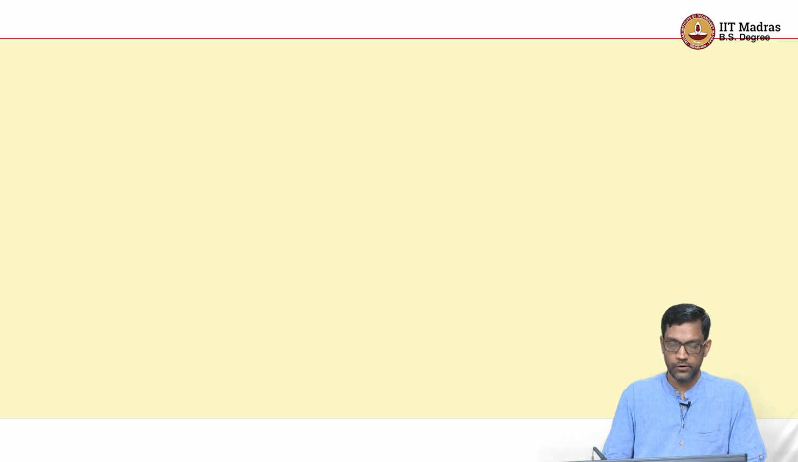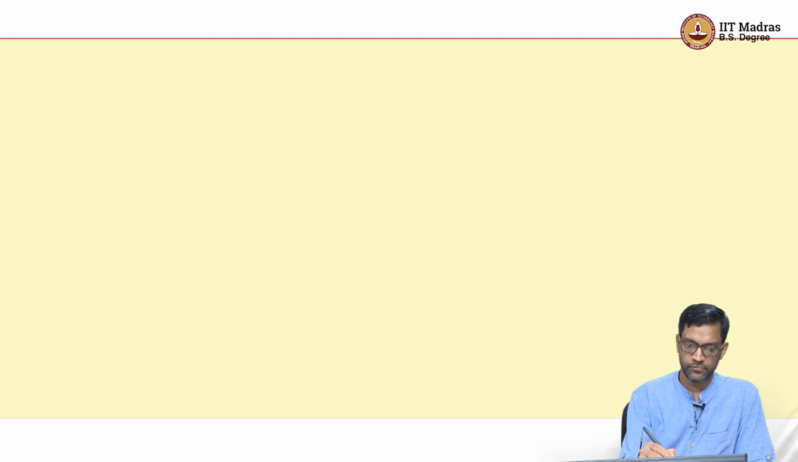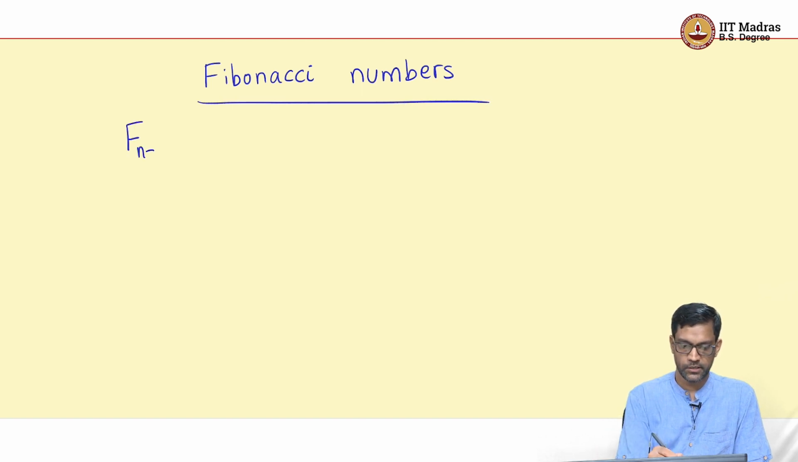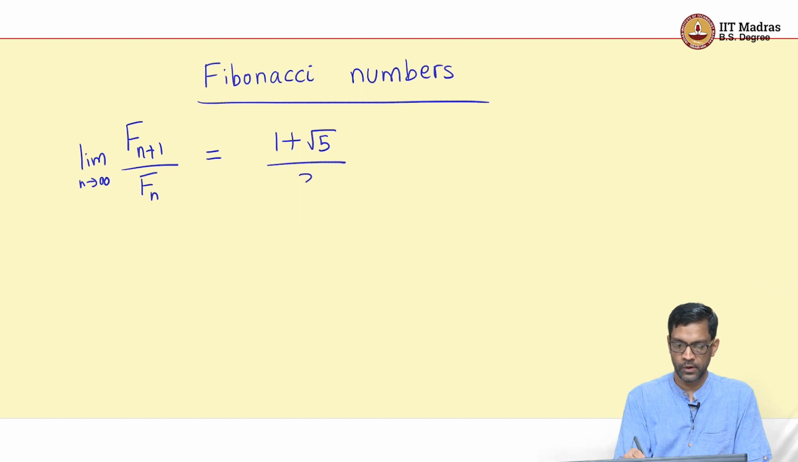Previously, we looked at what happens to the Fibonacci numbers when you take ratios of successive terms. So, let us look at the Fibonacci numbers again, the Fibonacci sequence. Here is the result we proved: the limit of f_{n+1} over f_n exists and equals this special number which we call the golden ratio, (1 plus square root of 5) by 2.